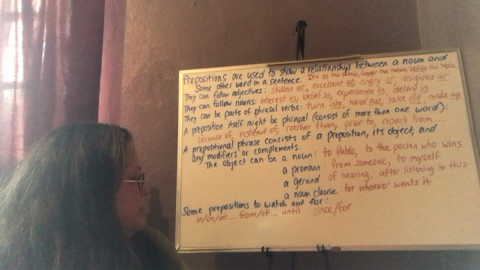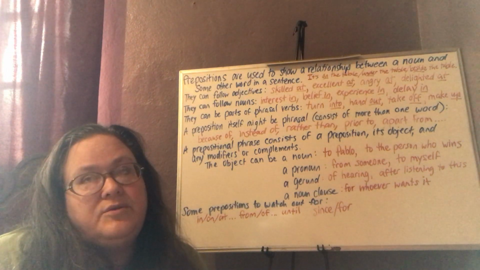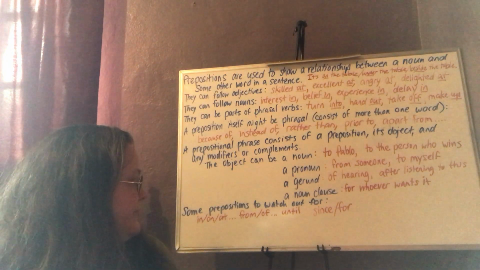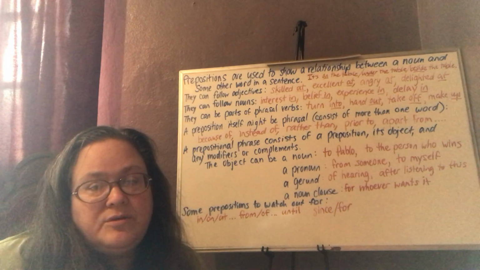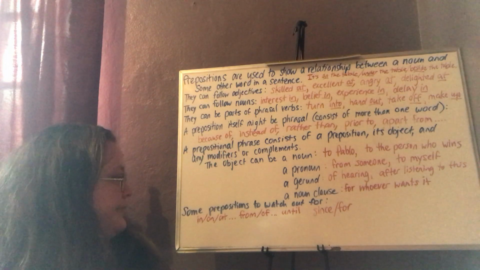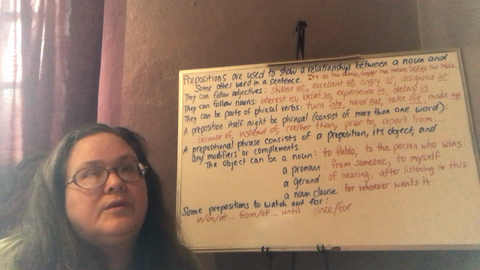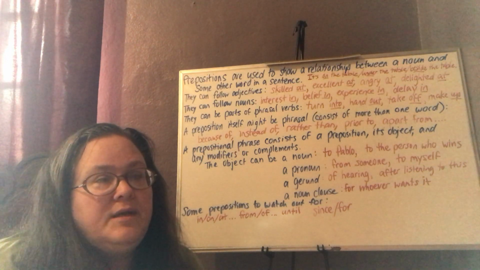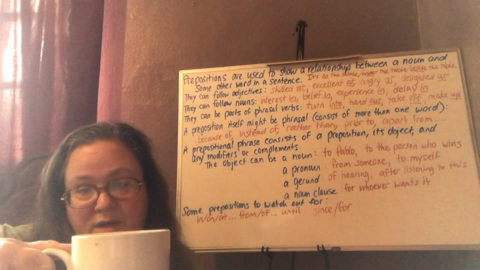So some prepositions to watch out for. In, on, and at. And I've talked with you about this many times since 7th grade. In, on, and at can be used for place prepositions or for time prepositions. For example, if it's a place preposition, in has to do with something containing something else. So there's coffee in my cup.